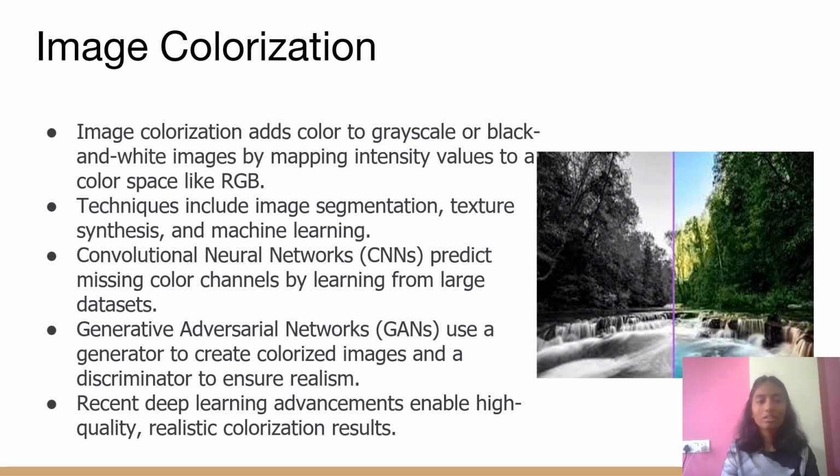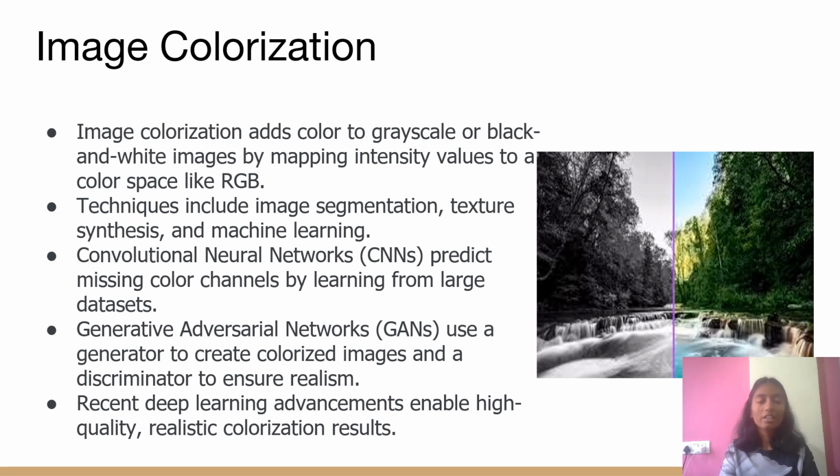Advanced neural networks like convolutional neural networks are important in this field. They predict the missing color channels by training on large datasets of paired grayscale and color images. Generative adversarial networks, the GANs which we are using in our model, take it further, where a generator creates the colorized images and a discriminator evaluates their realism, pushing the generator to improve iteratively.